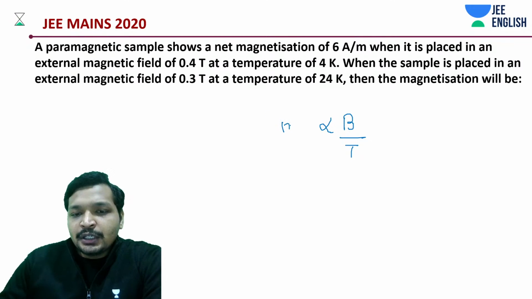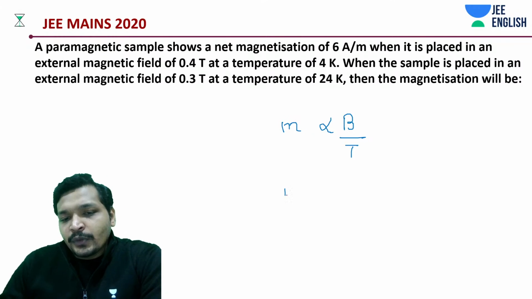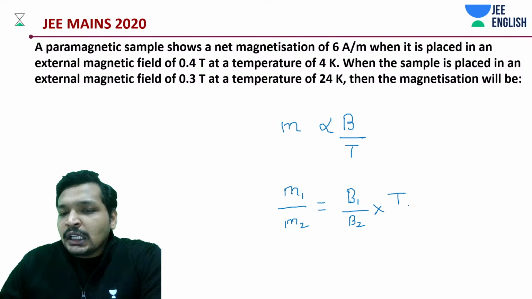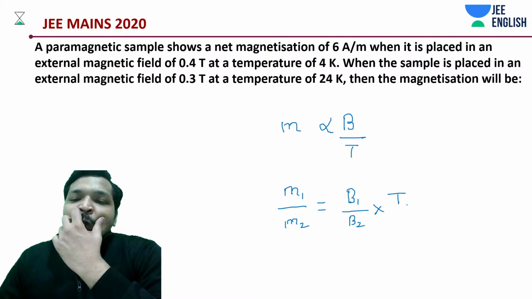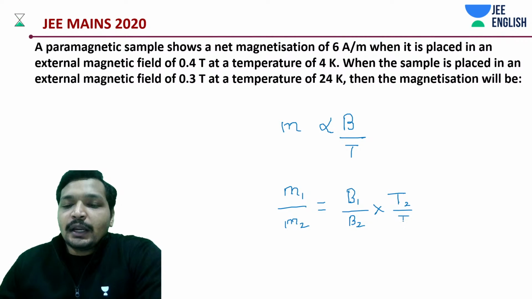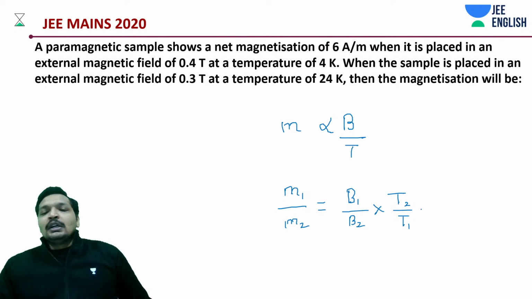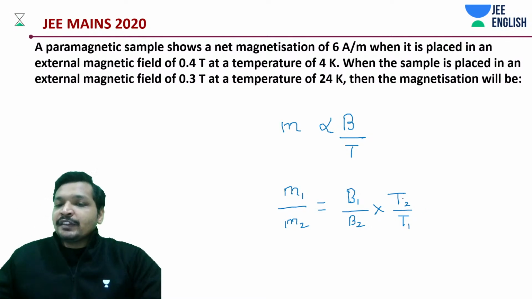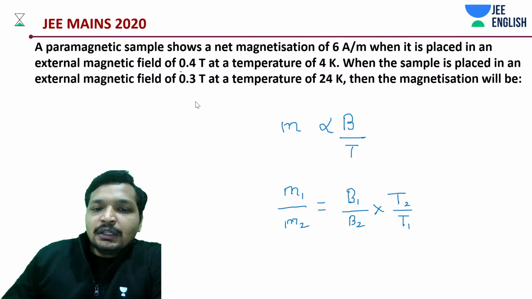Magnetization is proportional to B by T. So M1 by M2 should be how much? B1 by B2 into that of T2 by T1, right? That's how it works. Now what do we have? Every single data that we need actually.